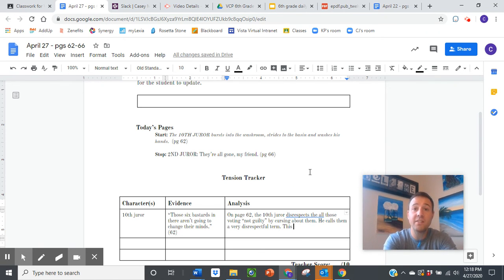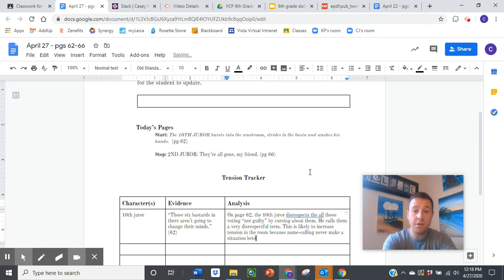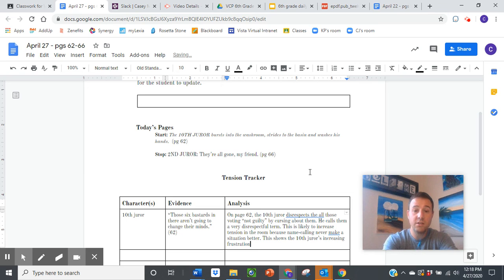So how is this likely to make a tense room even more tense? This is likely to increase tension in the room because name calling never makes a situation better. It shows tempers increasing, frustration, and lack of respect for others.